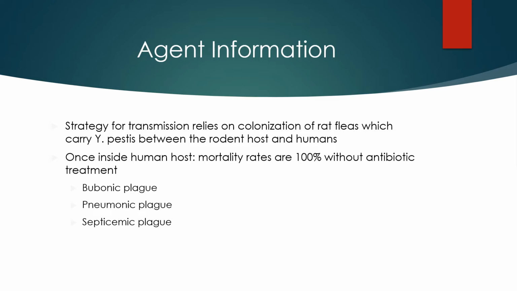The Black Death's strategy for transmission relies on the colonization of rat fleas, which carry Y. pestis between the rodent host and humans. Once it's inside the human host, the mortality rate is 100% without antibiotic treatment. There are three forms of the plague, known as the bubonic, pneumonic, and septicemic plague.